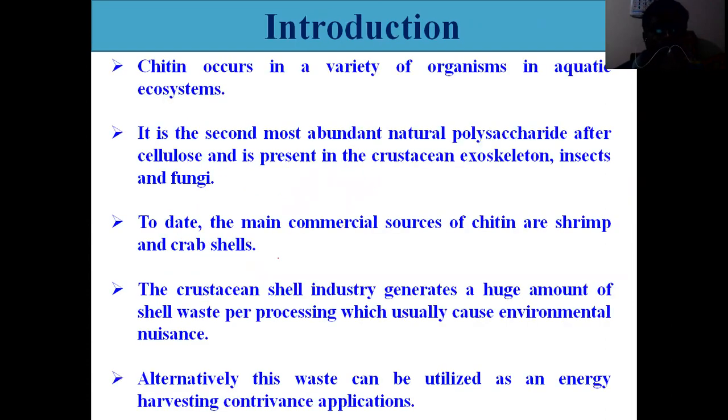This is the introduction. Chitin occurs in a variety of organisms in aquatic ecosystems. It is the second most abundant natural polysaccharide after cellulose, and it is present in crustaceans, insects, and fungi. Till date, the main commercial sources of chitin are shrimp and crab shells. The crustacean shell industry generates a huge amount of shell waste from processing, which usually causes environmental effects. This environmental nuisance will lead to environmental pollution. Alternatively, this waste can be utilized in energy harvesting device applications.